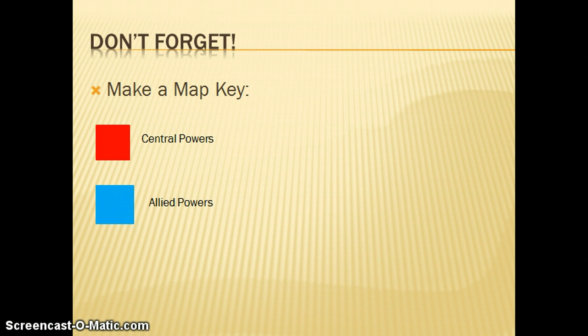Don't forget to make a map key. Remember that you labeled your Central Powers in red and Allied Powers in blue. Make sure you mark that on your map so that you don't forget. Don't forget to come prepared to class tomorrow to know who were the Central Powers and who were the Allied Powers. And we'll continue our discussion in class.